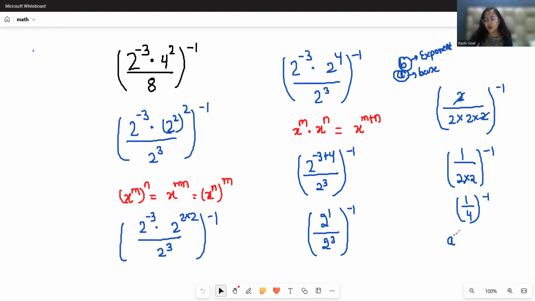According to the exponent rule, a power minus 1 is equal to 1 by a, or 1 by a is equal to a power minus 1. So 1 by 4 whole power minus 1. To eliminate the negative power, we can write 4 by 1, or 4.